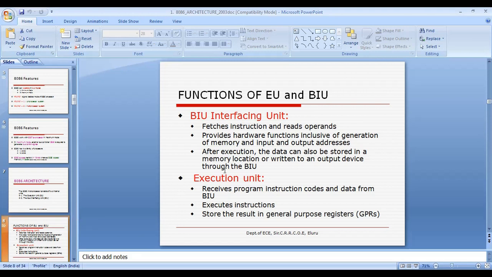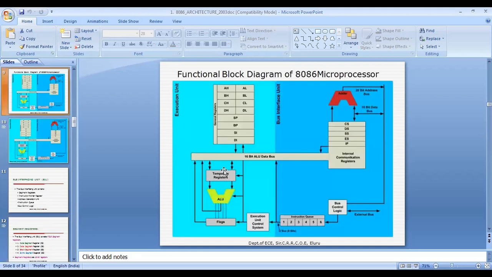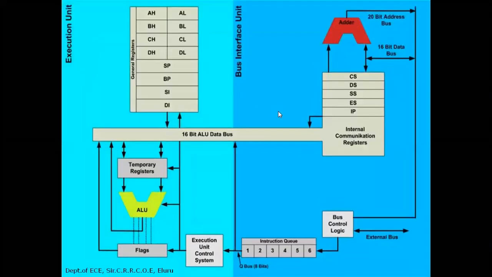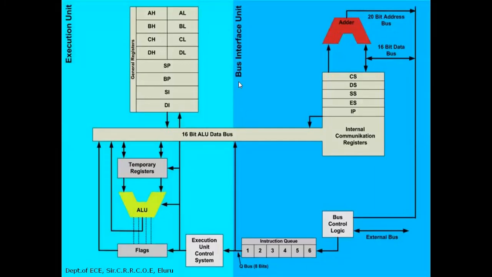So we will see the individual details of the bus interfacing unit. Here you can see the functional block diagram of the 8086, which describes the entire architecture of 8086. The architecture is internally divided into two functional units: bus interfacing unit and execution unit. The bus interfacing unit, in turn, consists of other functional units, and the execution unit also consists of other functional units.